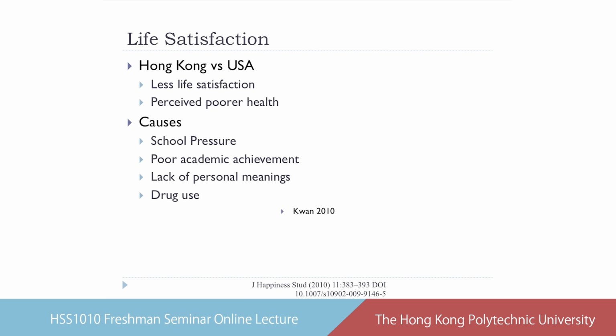A recent study, and this is interesting, by Kwong, a PolyU professor, found that youth in Hong Kong have lower life satisfaction and perceived health than their counterparts in the US. School pressure, a lack of academic success, and an inability to find personal meaning in life often lead to drug use, and are some of the blame for the lack of life satisfaction in Hong Kong.